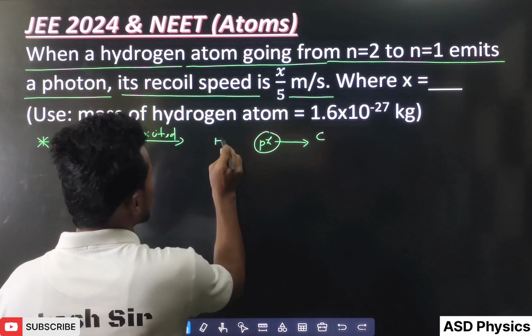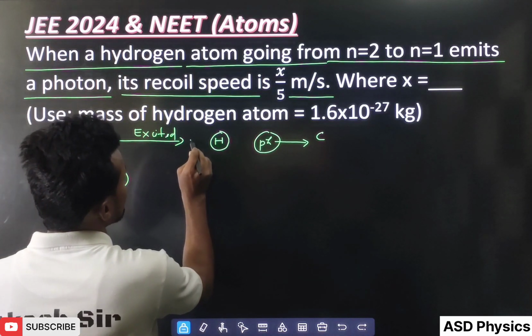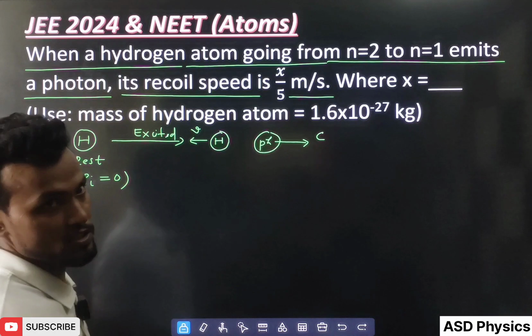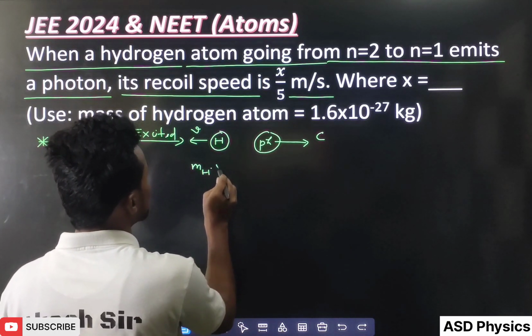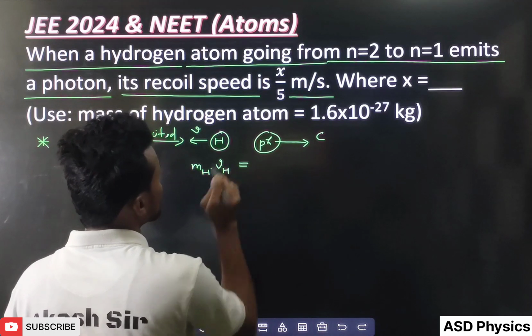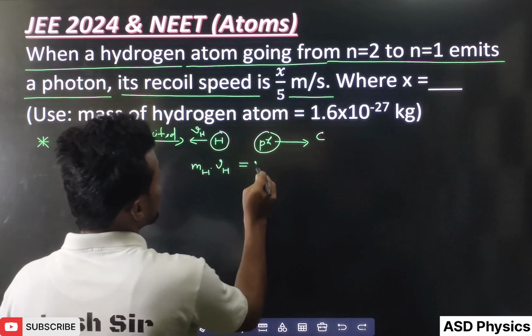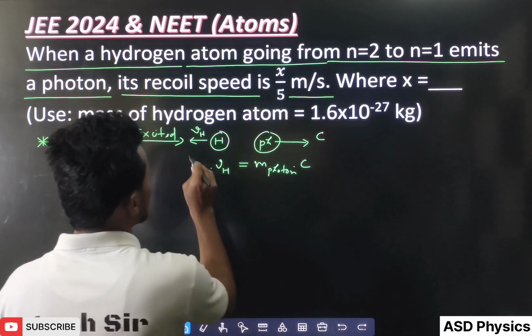Then, to conserve the momentum, this hydrogen atom will experience one velocity in this direction. Let's take the mass of the hydrogen atom as mh and its velocity as vh. So mh vh should be equal to the momentum of the photon, its mass into the speed of the photon.